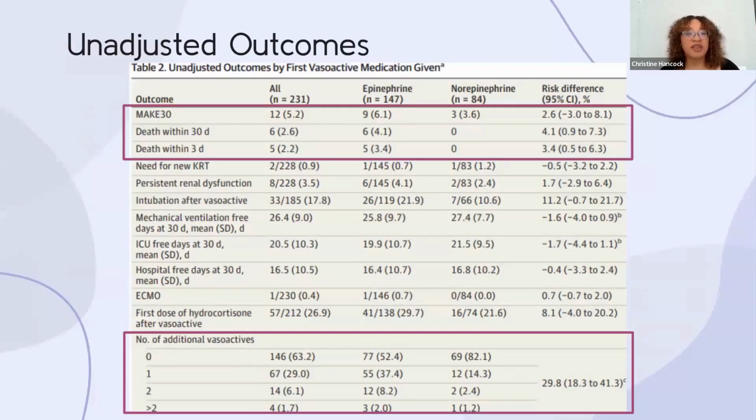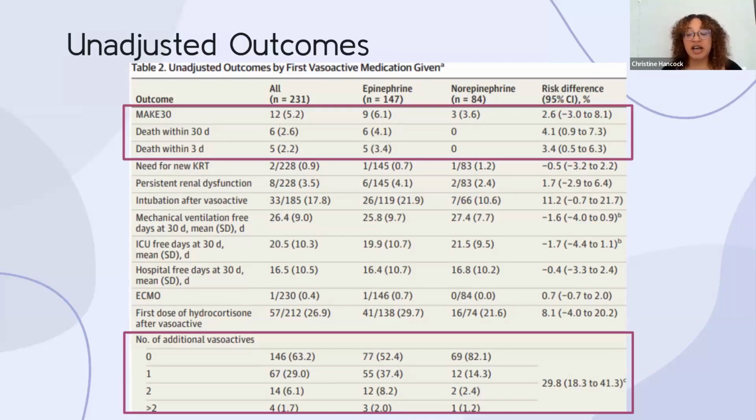And so I'll first just talk about the unadjusted outcomes and results, primarily looking at the primary outcome of MAKE 30. Looking at this, we see that in the epinephrine group, there were 9 patients. In the norepinephrine group, there were 3 patients. This was not statistically significantly different based on the confidence interval. In terms of 30-day and 3-day mortality, they saw that there was no mortality in the norepinephrine group, but there were 6 in the 30-day group and 5 in the 3-day mortality group. And this was statistically significantly different.